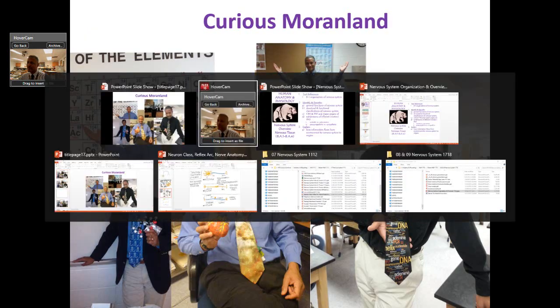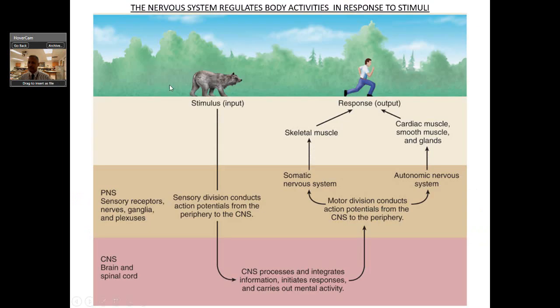Alright, so let's take a quick look here. All right, you got this guy. Obviously, he doesn't want to get eaten. He's going to run from the stimulus, which in this case is a bear. This is showing you the input and what do we do with it.